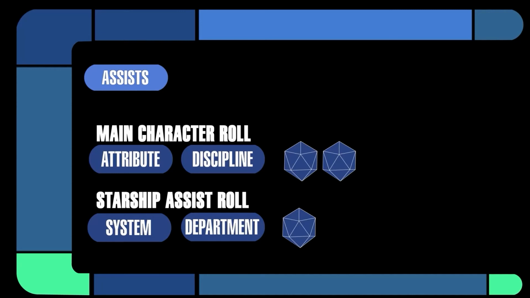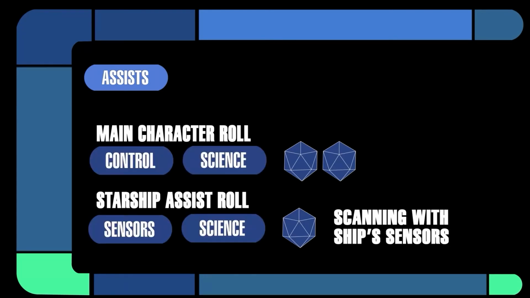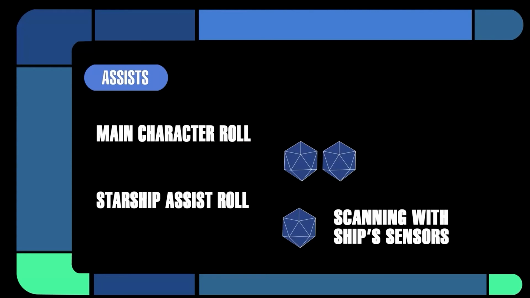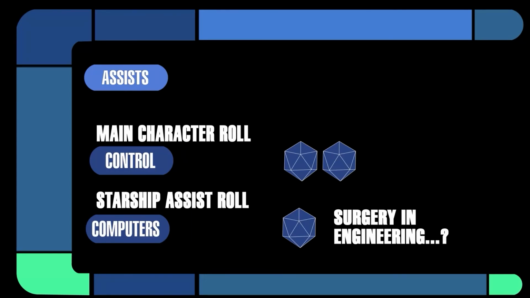For example, if the science officer is scanning an anomaly, the ship would roll an assist using its science and sensor stats. Players can also use the ship as an assist for actions aboard the ship if it follows logically from the narrative. If a doctor is performing surgery in sickbay, the ship can assist because the doctor has all of the resources of sickbay at hand. But if the operation is happening in main engineering, for some reason, the ship can't assist in the surgery task because they don't have the tools of sickbay at hand.